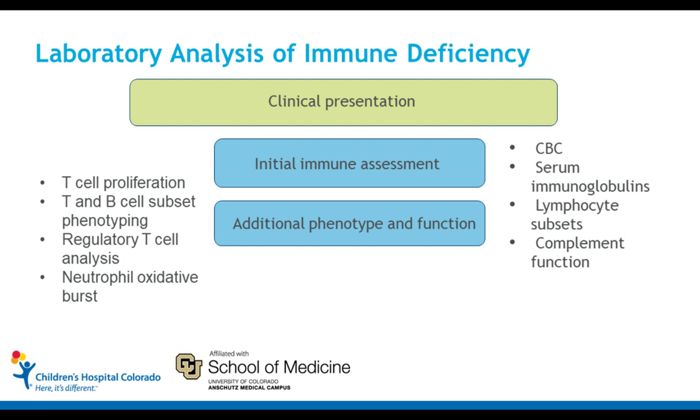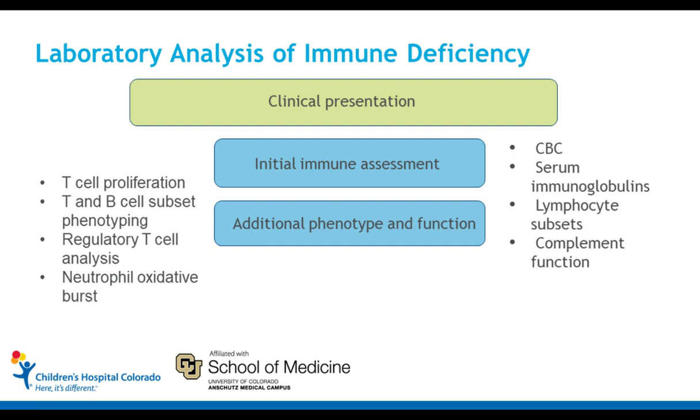So if all of these parameters are normal, and there is still a suspicion for immune deficiency, it's possible to go further into additional phenotyping of these immune system cells and their functional analyses. Some of the common tests are listed over here. We can look at T cell proliferation, or the ability of T cells to respond to mitogenic or antigenic stimulation. We can further subset T and B cells, look at regulatory T cell analyses. Particularly in dysregulated conditions, regulatory T cell analyses might be helpful.